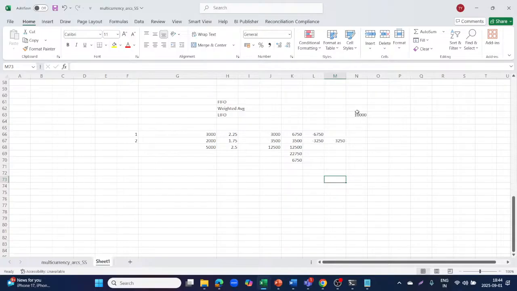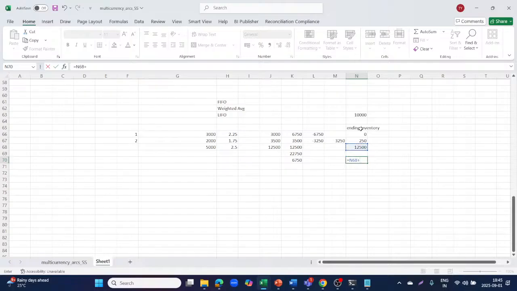So if anybody has ordered 10,000, first in first out means this came first, so we'll subtract it from here completely, and the remaining 3250 will be subtracted from this. So now ending inventory will be 0 in the first batch. In the second batch you will have 3500 minus 3250, that is 250, and in the third batch you have the complete inventory. So in total you will have 12500 plus 250. This is in case of FIFO, that is first in first out.